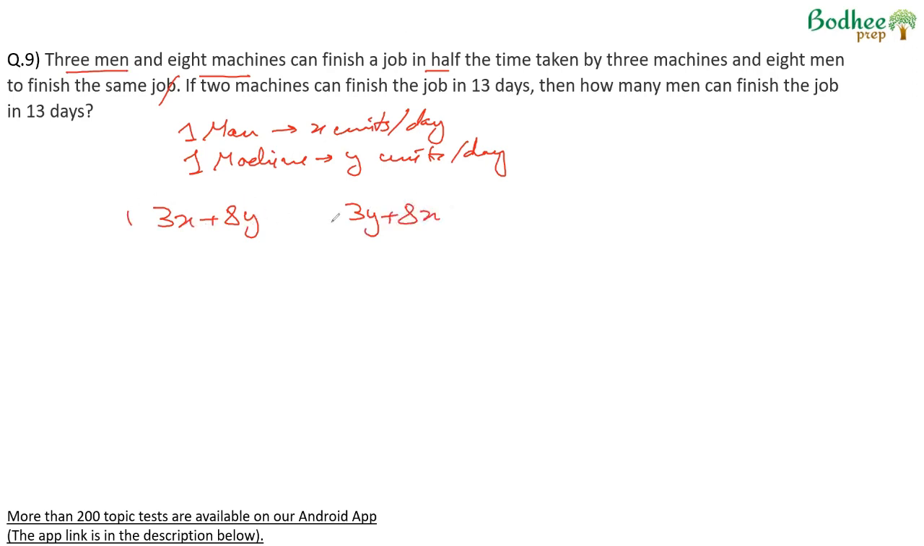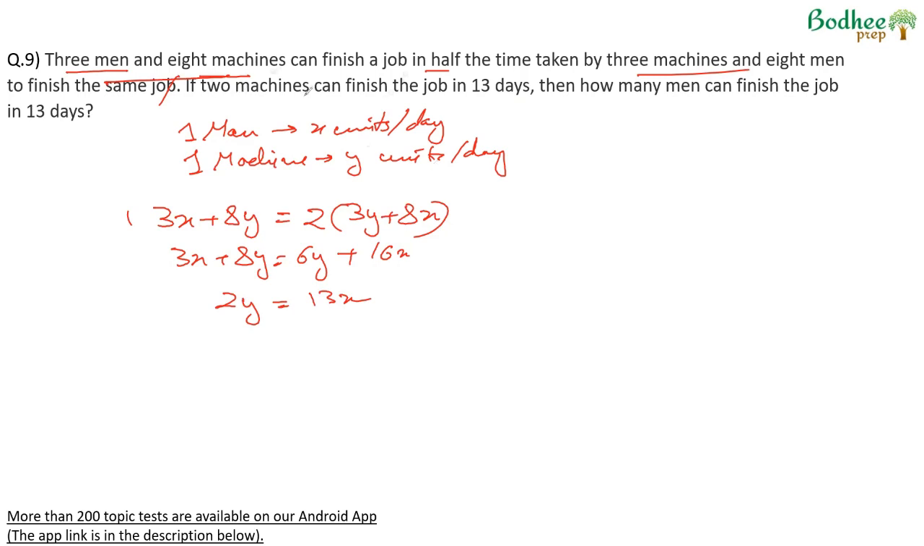Now here the time taken is half of this. So we can say this efficiency will be twice the other efficiency. The amount of work done in the first case will be twice the amount of work done in the second case. So 3X plus 8Y is equal to twice of 3Y plus 8X. Solving, we get 2Y is equal to 13X.